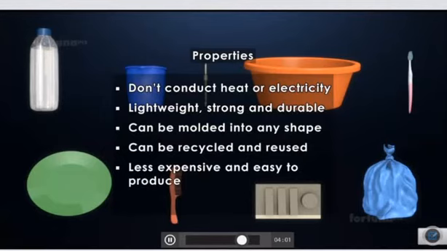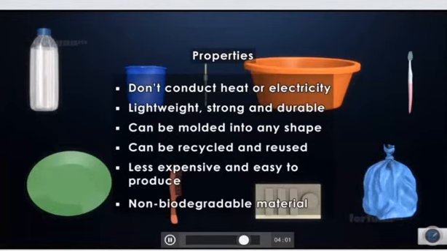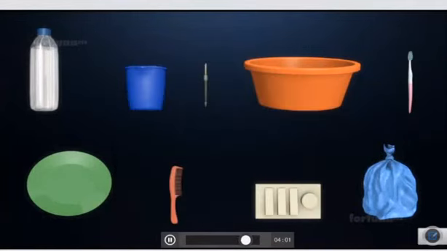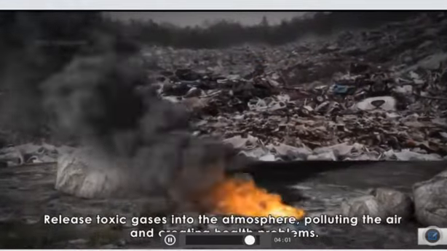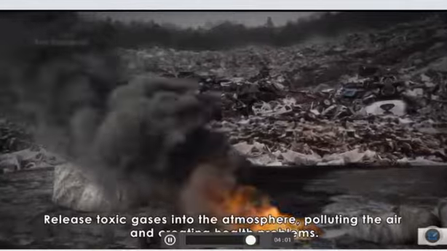Despite its many positive qualities, plastic also has a significant disadvantage. Plastics don't corrode since plastic is a non-biodegradable material, meaning microorganisms cannot decompose plastic in nature, so it remains in the environment for many years, creating a major problem to environment. If we burn plastic, it will release toxic gases into the atmosphere, polluting the air and creating health problems.